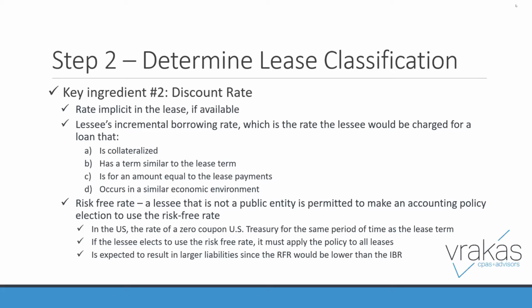Again, this is another accounting policy election, which could potentially make your accounting easier. However, it would typically result in a larger asset and larger liability because the risk-free rate is going to be lower than your incremental borrowing rate. So you're going to be discounting less.